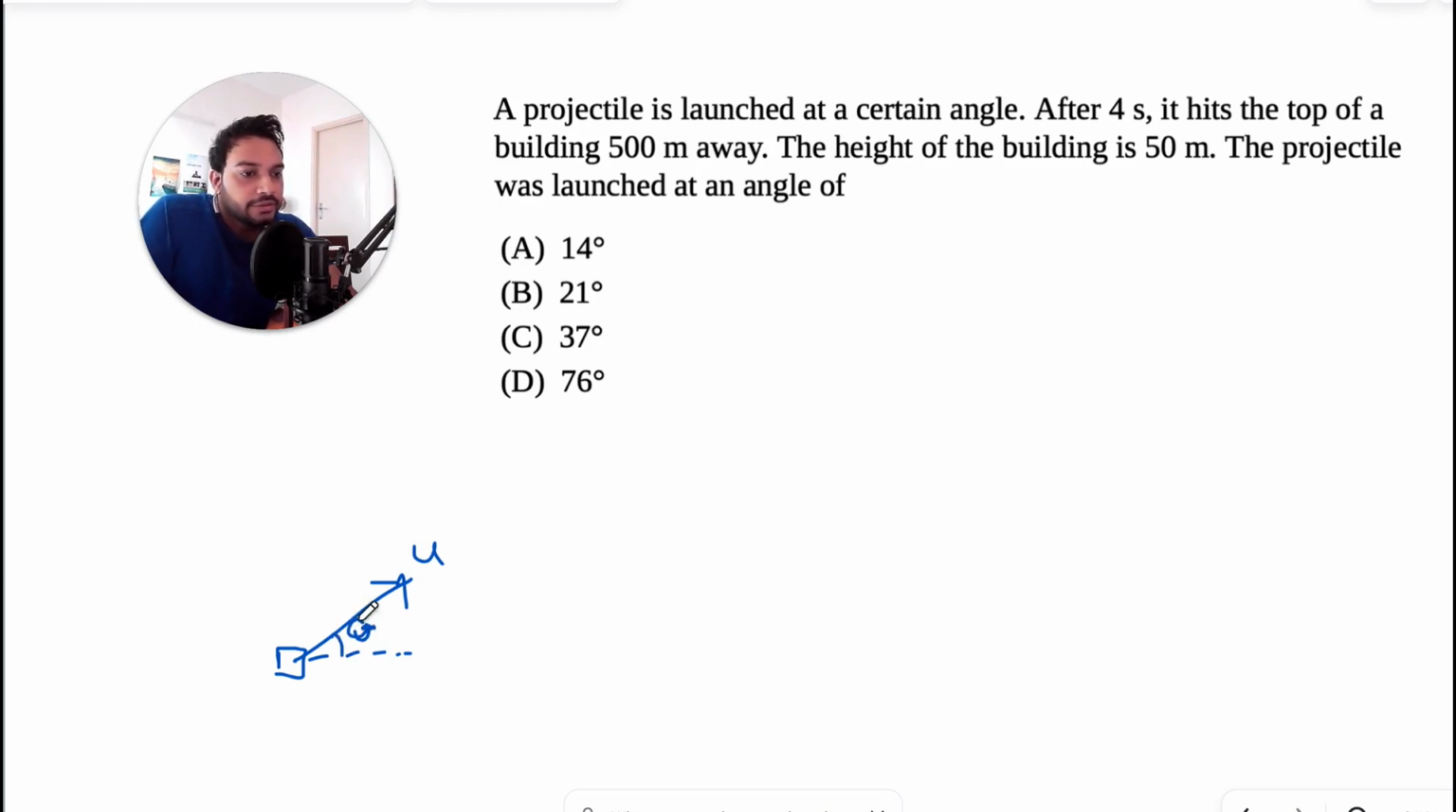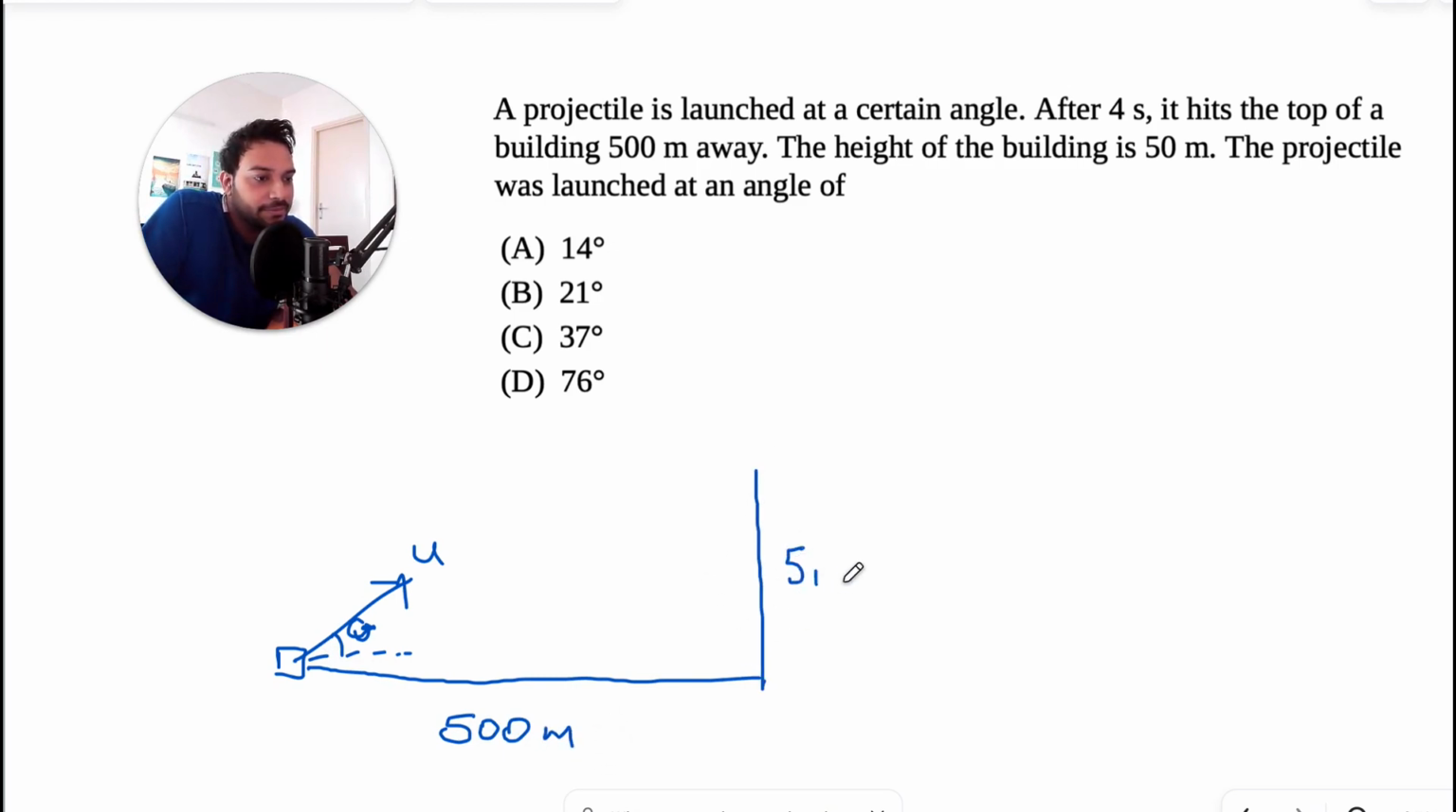Okay, so they're asking for this angle theta, and they've given us the two displacements, the vertical displacement in the form of the height of the building and the horizontal displacement in terms of the distance of the building from the point of launch. So the distance of the building from the point of launch is 500 meters, and the height at which it strikes the building is 50 meters. The horizontal velocity is going to be u cos theta and the vertical one u sin theta.